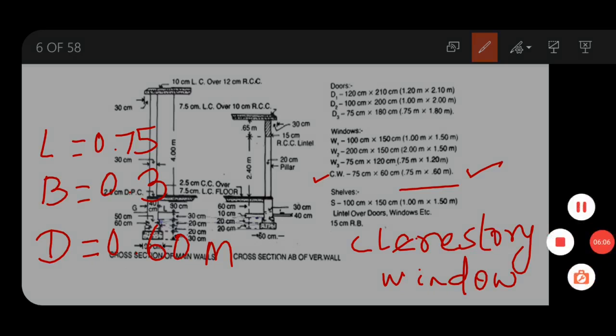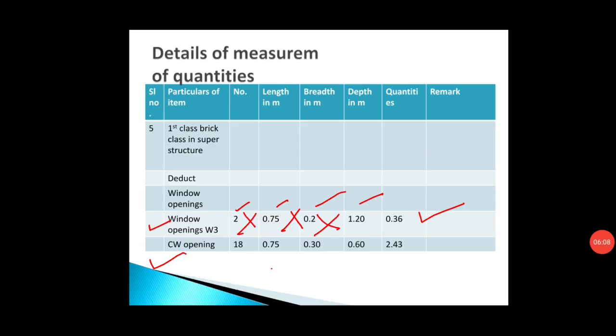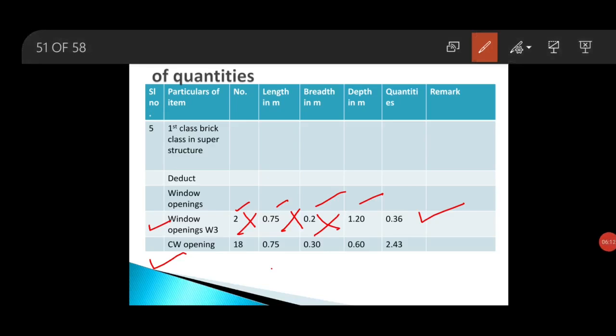Now we will move to details of measurement form. In total there are 18 numbers of CW opening of length 0.75, breadth 0.3 and depth 0.6. Then by multiplying all these 4, we will get the total quantity as 2.43 cubic meter. Next we will go for self opening.